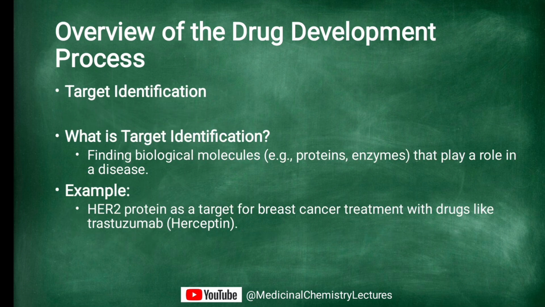Target identification. What is target identification? It's the critical first step: finding those biological molecules like proteins or enzymes that play a significant role in a disease. Example: take the HER2 protein, a game-changing target in breast cancer treatment, leading to the development of life-saving drugs like trastuzumab, better known as Herceptin.